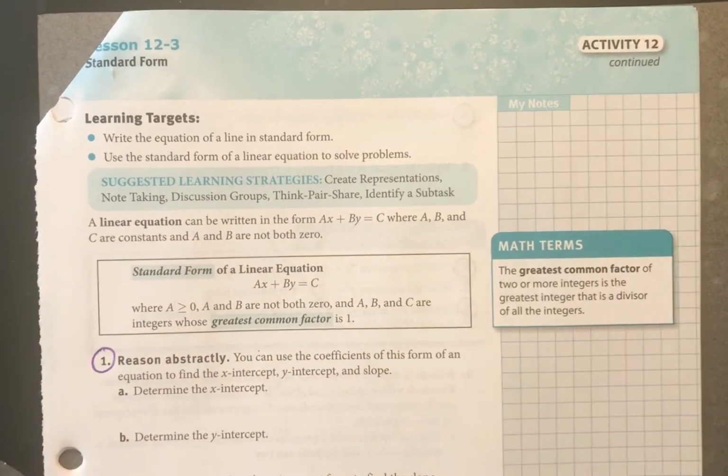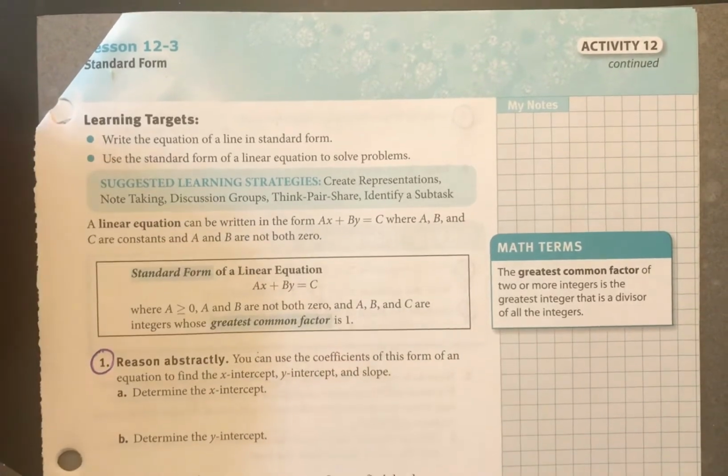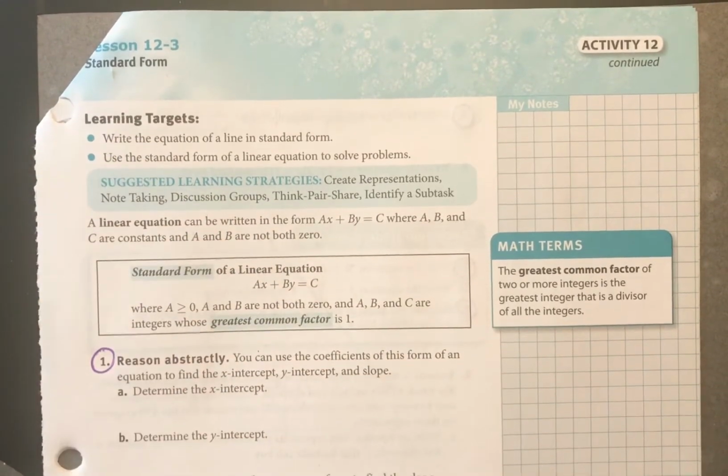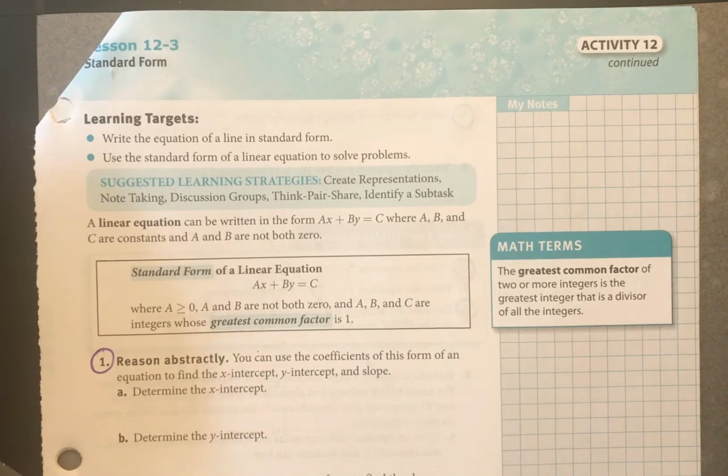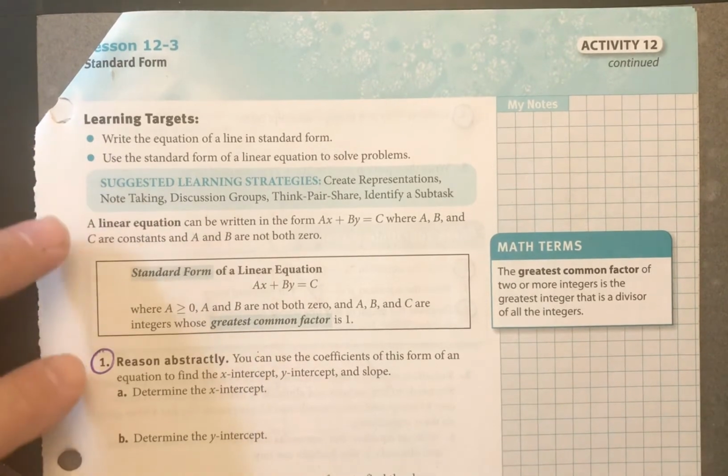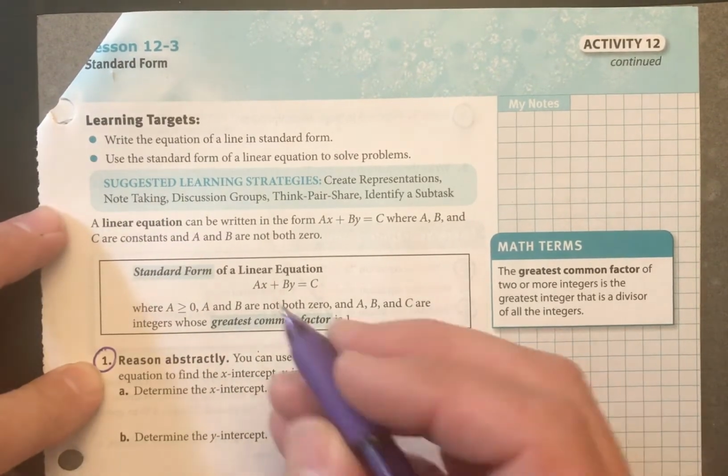This is lesson 12.3 about standard form. We have looked at two other forms, slope-intercept and point-slope, and now we're going to look at standard form. Standard form is written in a different way.